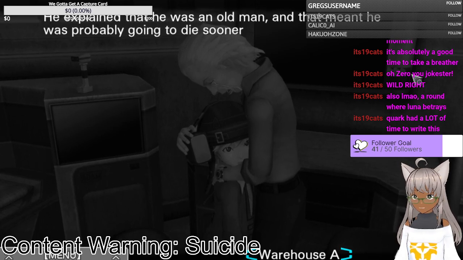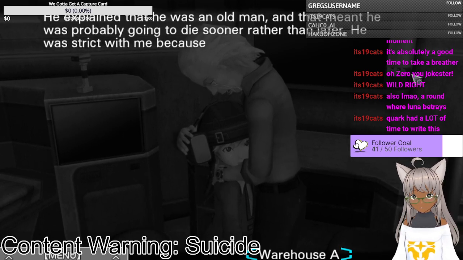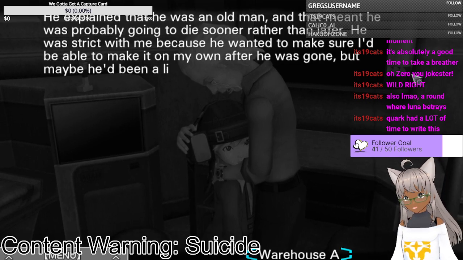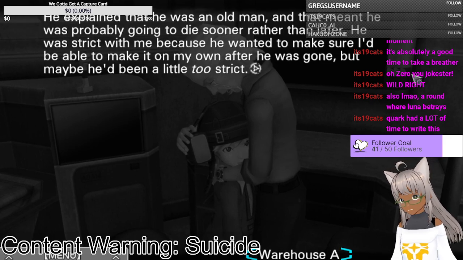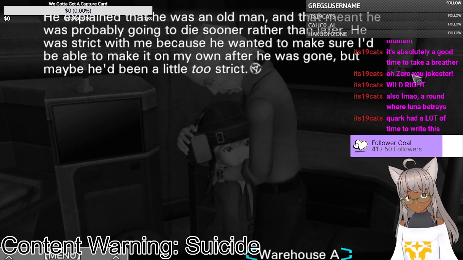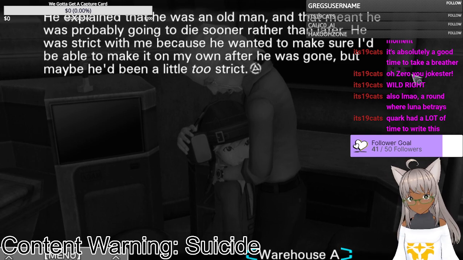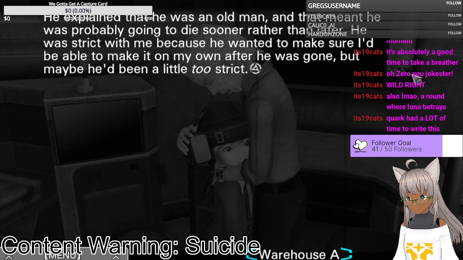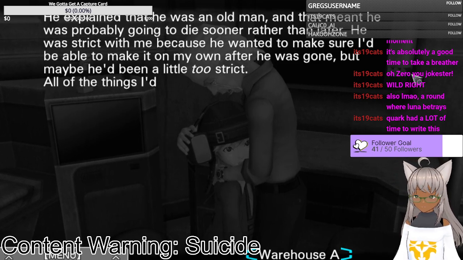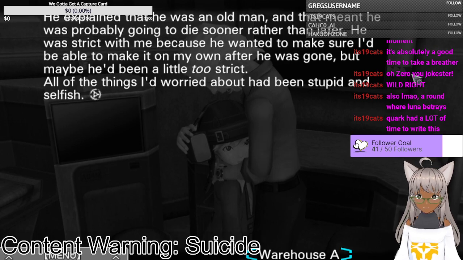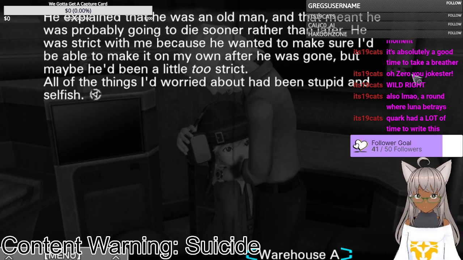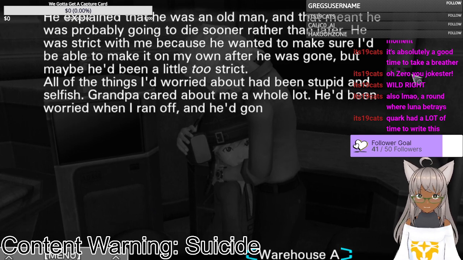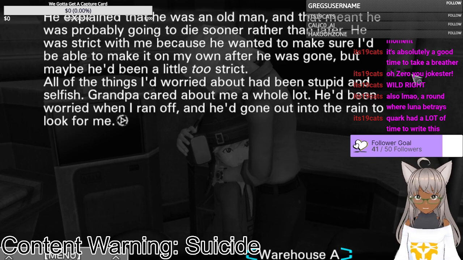He explained that he was an old man, and that meant he was probably going to die sooner rather than later. And he was strict with me because he wanted to make sure I'd be able to make it on my own after he was gone. But maybe he'd been a little too strict. All the things I'd worried about had been stupid and selfish. Grandpa cared about me a whole lot. He'd been worried when I ran off, and he'd gone out in the rain to look for me.